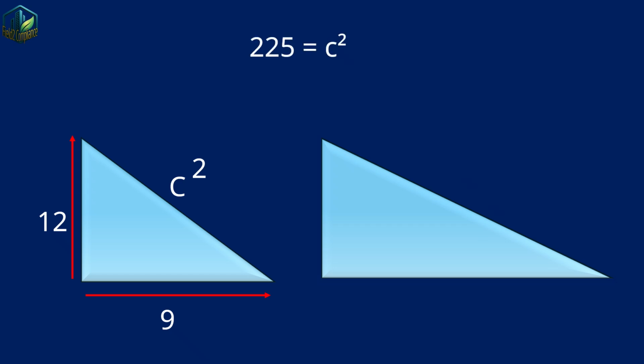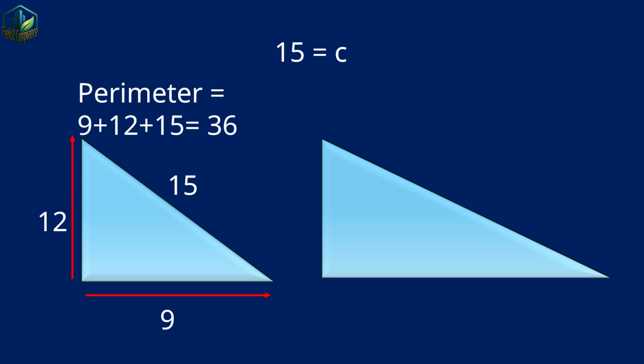Using your algebra, take the square root of both sides. The square root of 225 is 15. And when you take the square root of any number that is squared, it eliminates the squared portion, and you're left with just that number. So now we have 15 equals C. The length of your hypotenuse here is 15. And to find the perimeter, just add each side. 9 plus 12 plus 15 gives you 36.